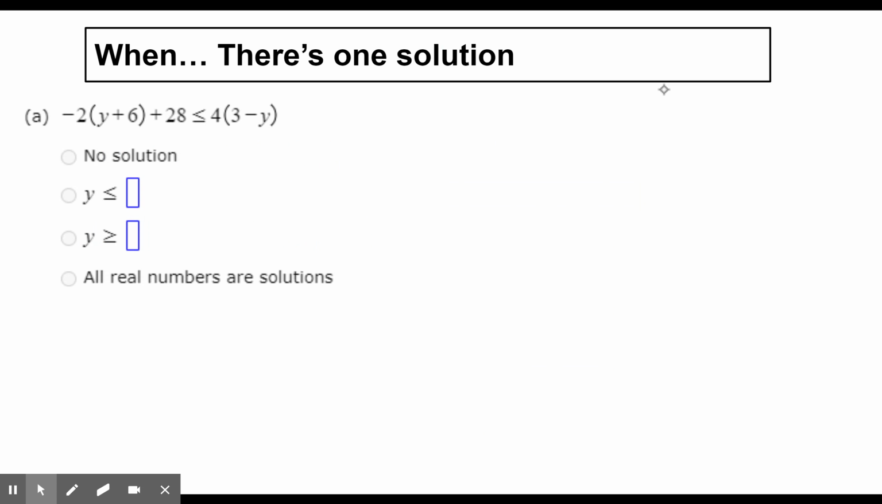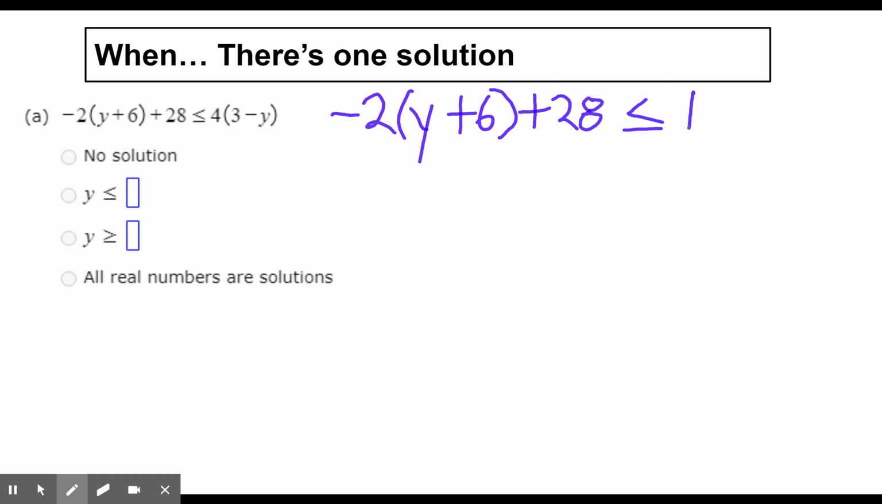Let's look at some examples. The first one that we have here is -2 times (y plus 6) plus 28 is less than or equal to 4 times (3 minus y). Let's just make sure we copy the problem correctly. Okay, and just as the title suggests, this is what it's going to look like when there's one solution.